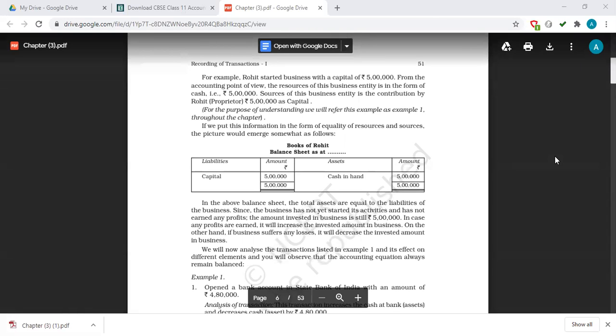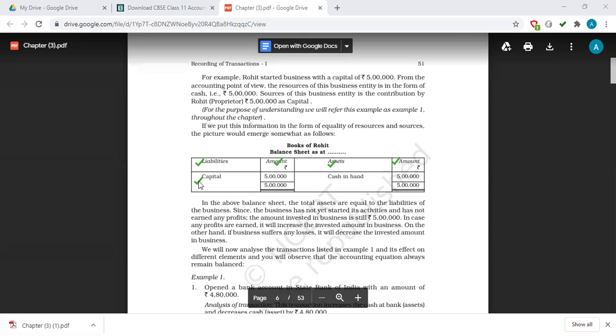For example, Rohit started a business. As you can see over here, there is a format of the balance sheet. Books of Rohit, balance sheet as on; every year it is written from 1st April of the year to 31st March of the ending year. Right. So you can see over here, liabilities is written, then amount, assets and amount.